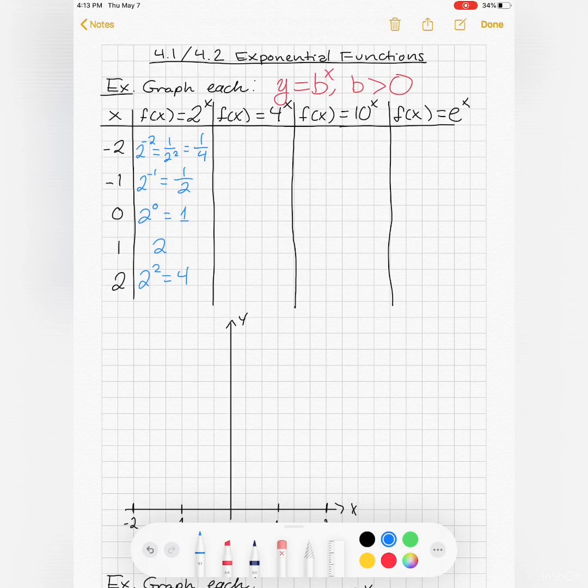So let me plot at least some of these points. Let's see, here's -1, 1/2. 0, 1, and 1, 2. Let's put 2, 4 on here also, might as well. And then I don't know, this one's close to the axis, right? -2, 1/4. And then let me fill in this shape.